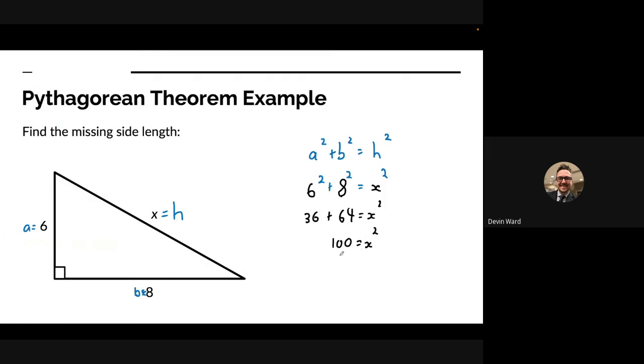So how do we get rid of a squared? Remember, we take the square root to get rid of a squared, which means we'll also have to take the square root of the right side. So to get x by itself, you have to do the square root of 100, and the square root of 100 equals 10. We don't have any units here, so we won't worry about that for this question. But here I have x equals 10. So if my side lengths are 6 and 8, this side length is 10.